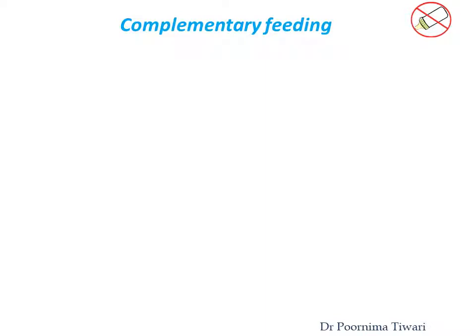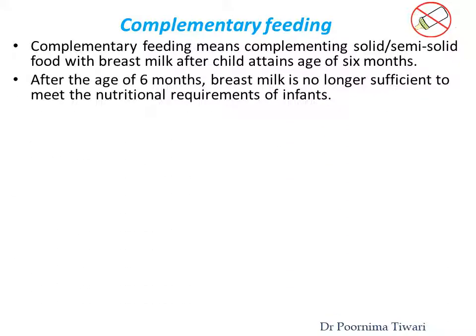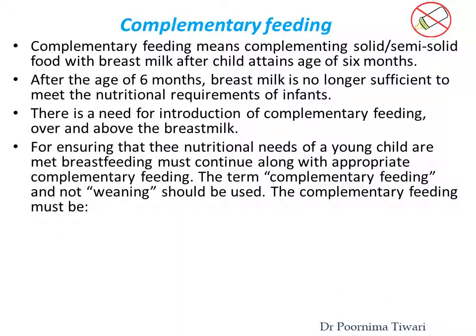Complementary feeding means complementing the breastfeed with semi-solid food. So you have to complement the breastfeed, not replace it. After the age of 6 months, mostly, breast milk is no longer sufficient to meet the nutritional requirements of the child. So there is a need to introduce complementary feeding over and above the breast milk. Complementary feeding should not be confused with weaning. The word weaning should not be used.